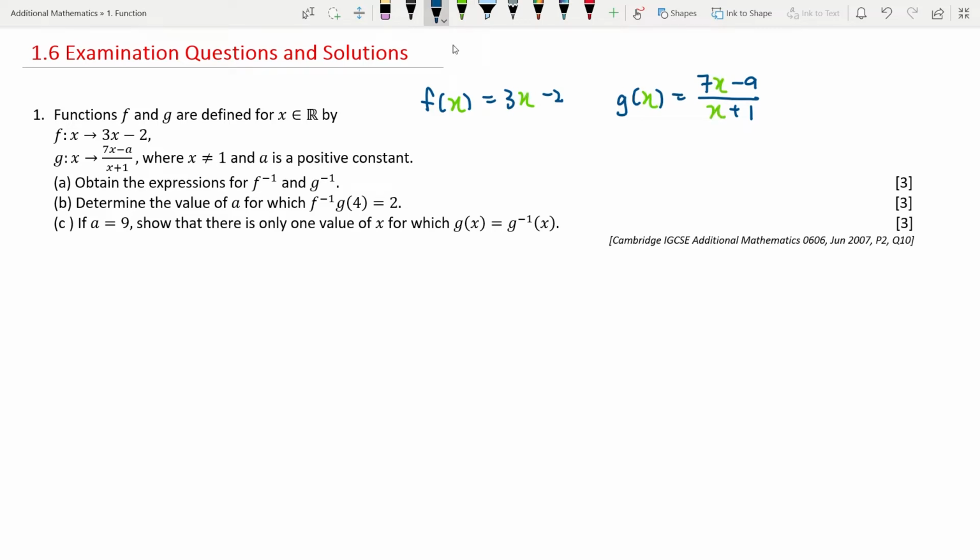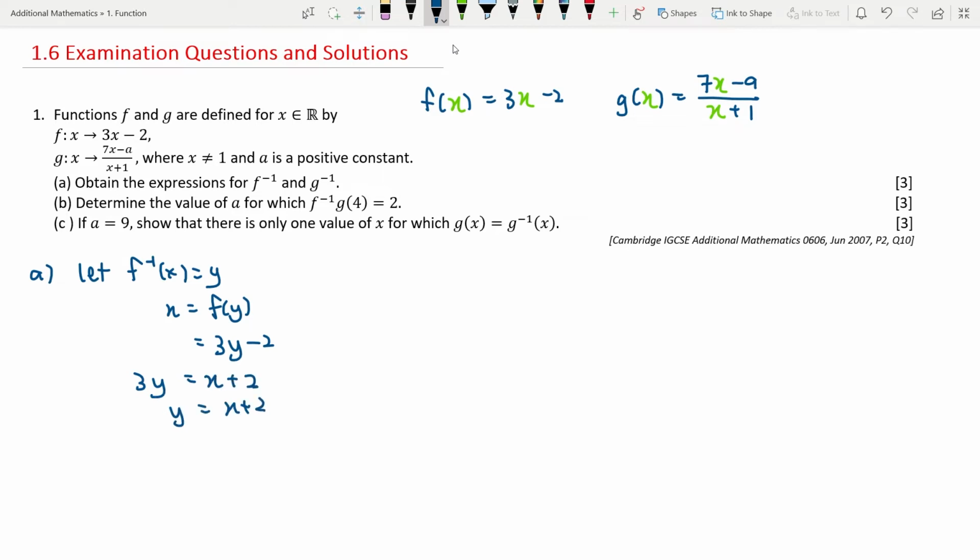A. Obtain the expression for f inverse and g inverse. We let the inverse function of f equal to y. x equals f of y. Substitute y into the function f, we have 3y minus 2. Then we make y the subject. y equals (x plus 2) over 3. And finally, we have f inverse of x is equal to (x plus 2) over 3. Here we have another function, f inverse.